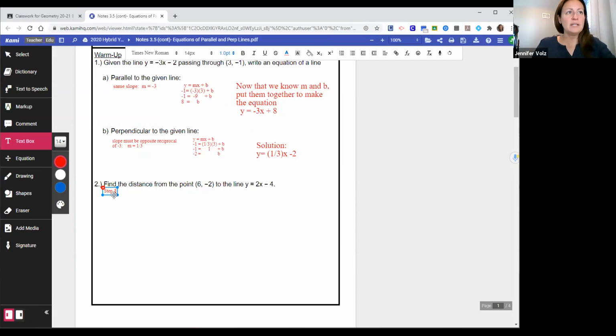Then you have to find the distance between that point and the original point. So we need to, step 1, find the equation of a line that goes through (6, -2) and is perpendicular to the line y equals 2x minus 4.